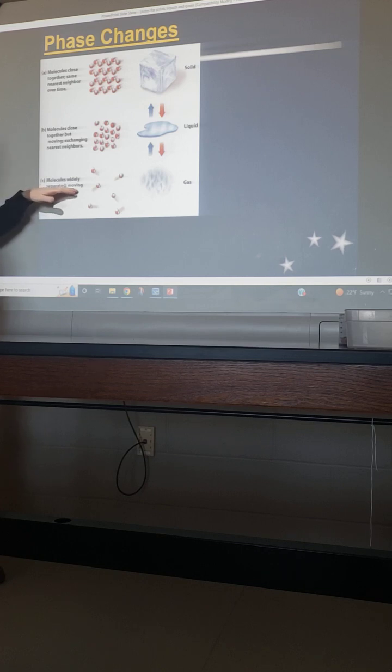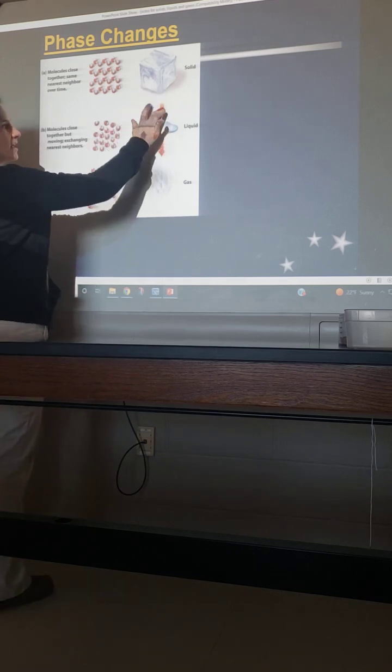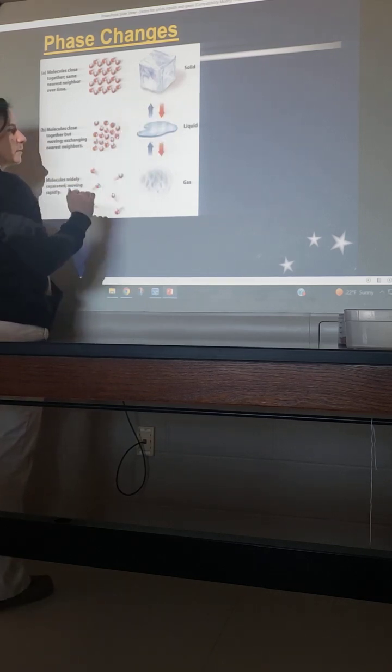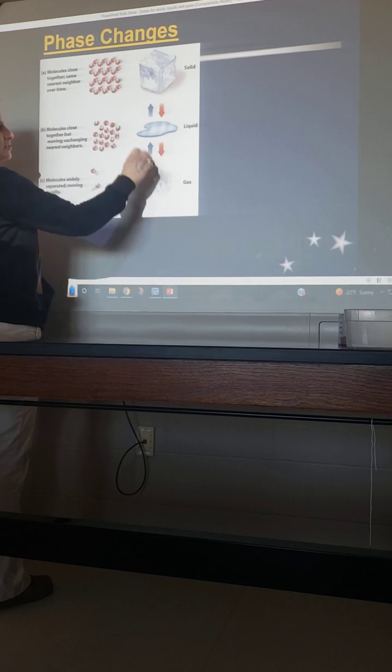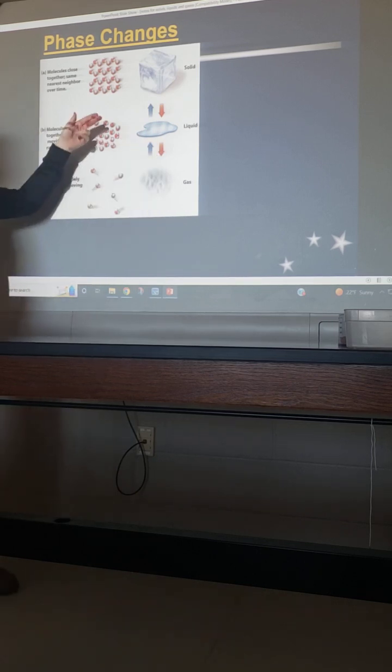And then the gases are the wild child, right? They're moving all around. So when you go from a solid to a liquid, you're going to have a period where you have both solid and liquid. When you go from a liquid to a gas, you're going to have a period where you see both of those, right? And then we can also go the opposite direction.